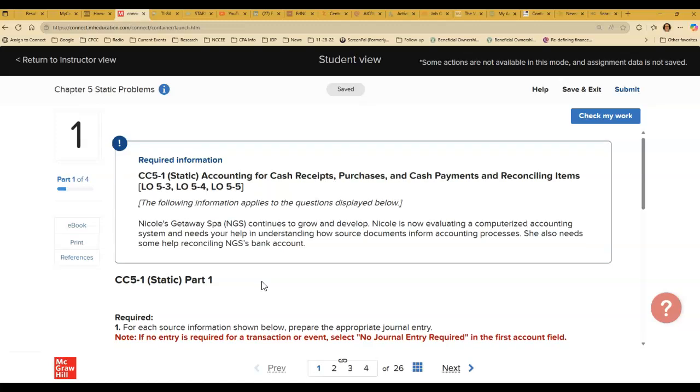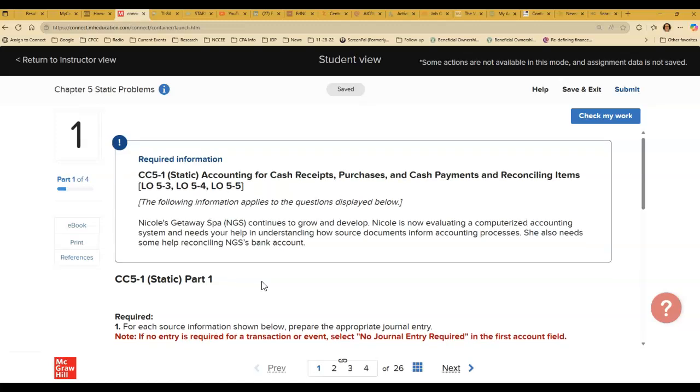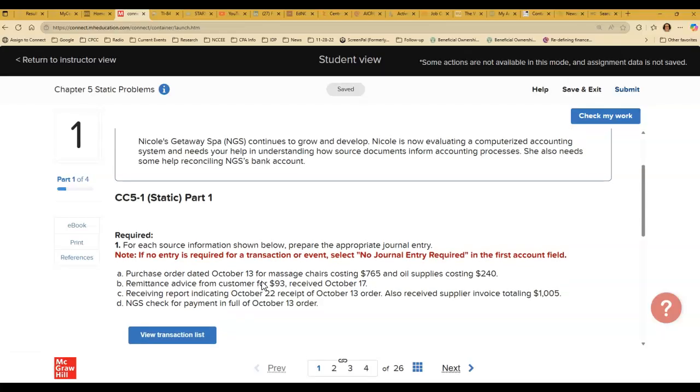All right, so again, we're back at Nicole's Getaway Spa, okay? Nicole's Getaway Spa continues to grow and develop. Nicole is now evaluating a computerized accounting system and needs your help in understanding how source documents inform accounting processes. She also needs some help reconciling Nicole's Getaway Spa bank account, all right? So look at what we've got going on here.